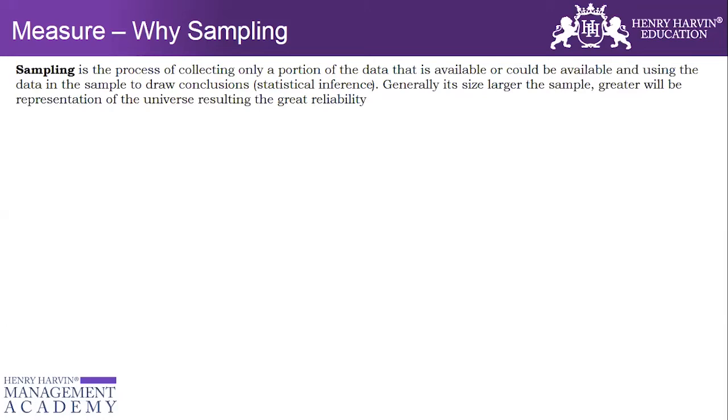So sampling is basically a technique to represent the entire population or the universe. We collect a sample and on that basis we draw the statistical inference. That is called sampling. And why is sampling required? Why can't we go for the entire population?